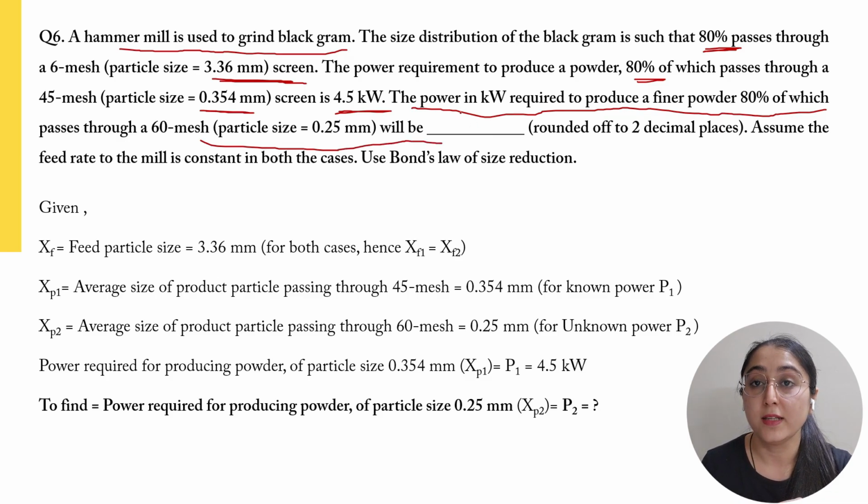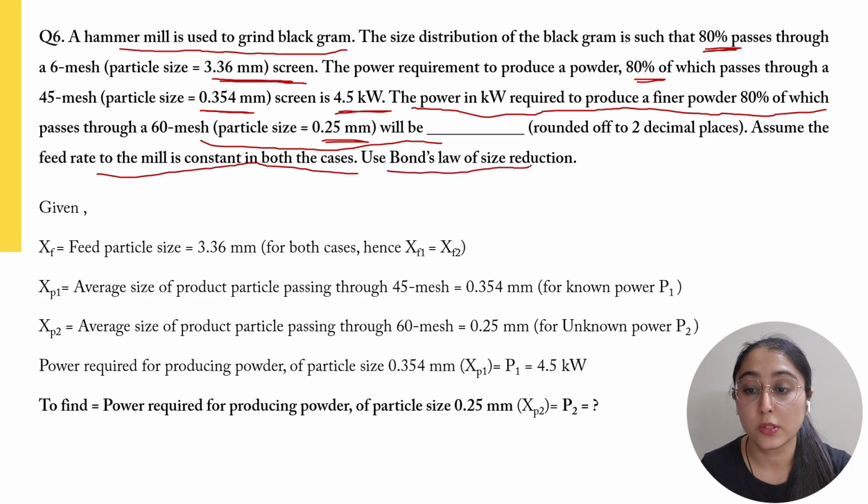The question is asking how much power will be required in kilowatt if we want to further grind it to such a fine size that 80% of it passes through a particle size of 0.25 mm. The question says that we need to assume that the feed rate is constant in both the cases and Bond's law has to be used for size reduction.